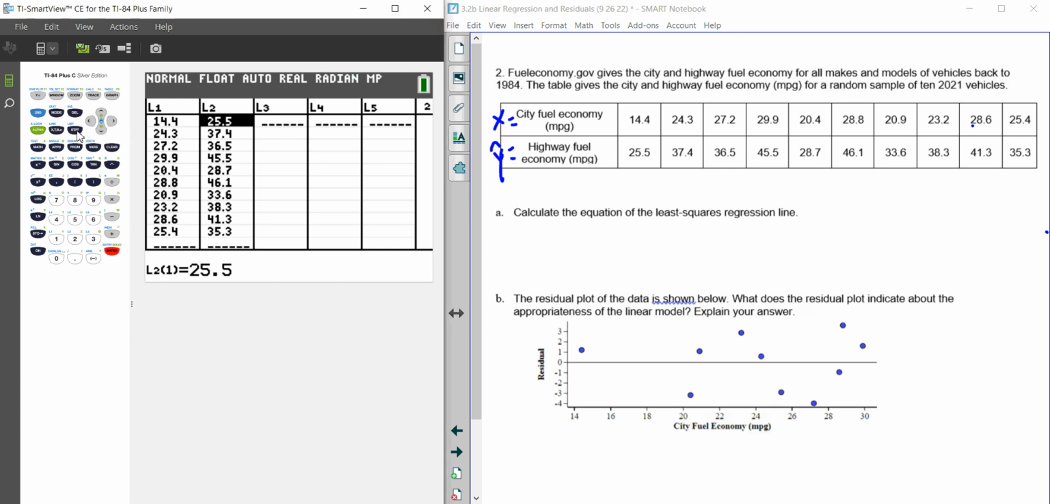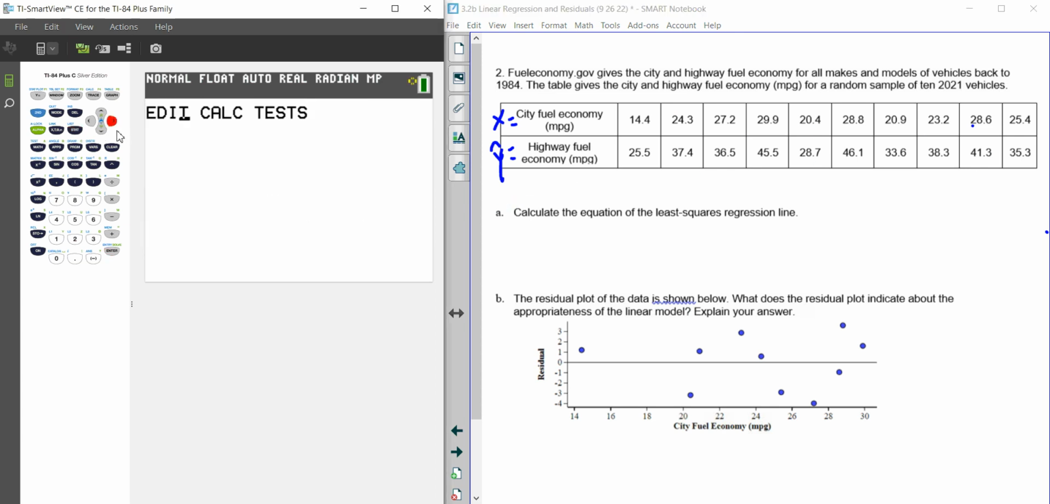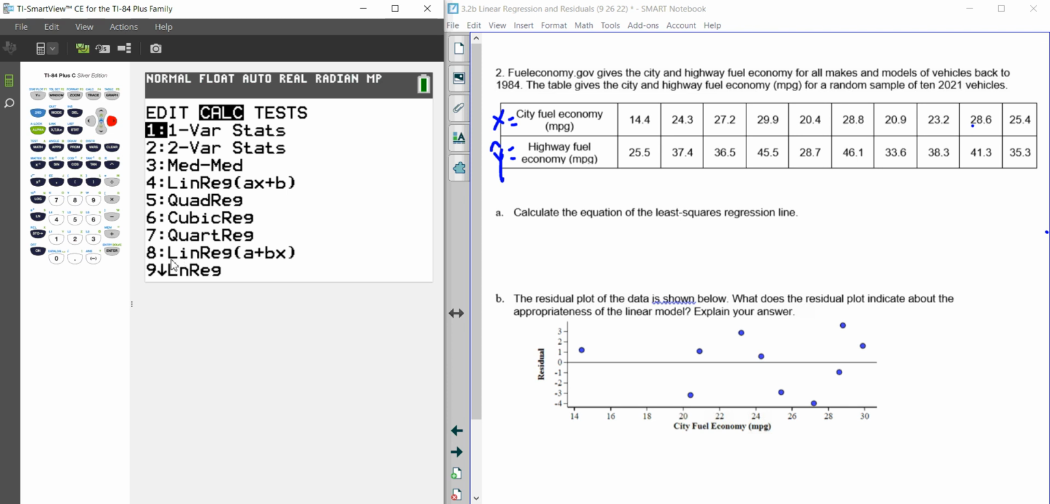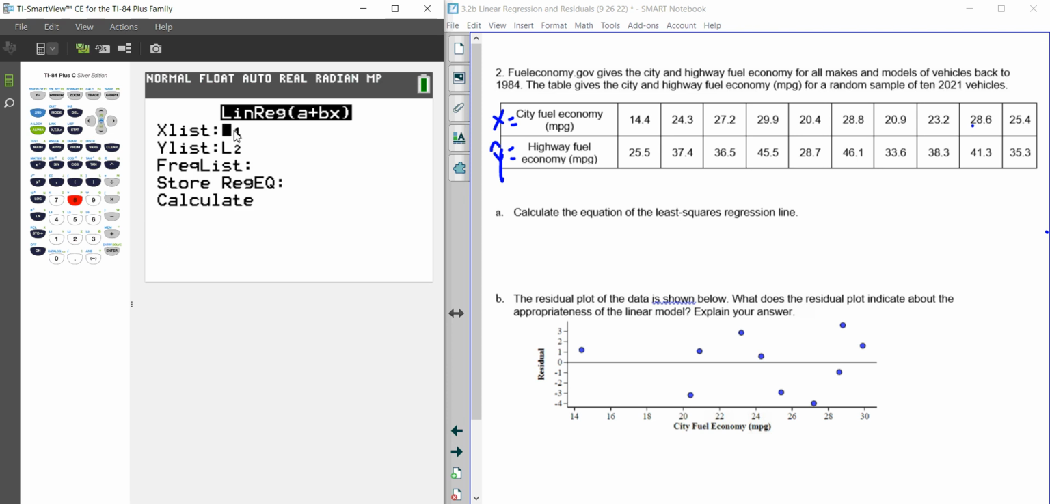After doing that, you go back to stat and calculate. Once again, we go down to 8, the linear regression a plus bx. We push 8 here. It says list 1, list 2. Yes, list 1 is our X values and list 2 is our Y values. We go down, calculate, and here we have it.